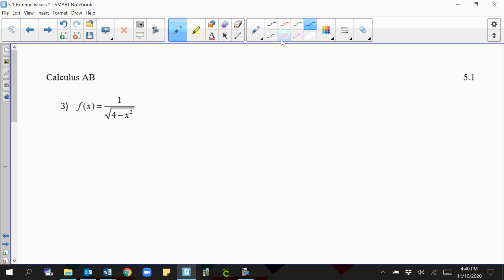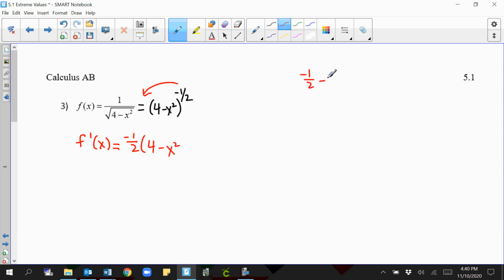All right, let's look at 3. I'm going to rewrite this function into something that's a little bit friendlier to take the derivative with. So I'm going to rewrite it as 4 minus x squared to the negative 1/2. 1/2 because we're talking about a square root, and negative because it's the denominator. So when I take my derivative, f prime of x, that negative 1/2 is going to come down in front, so negative 1/2 times 4 minus x squared. And if I do negative 1/2 minus 1, that gives me negative 3/2. So my new exponent is negative 3/2.